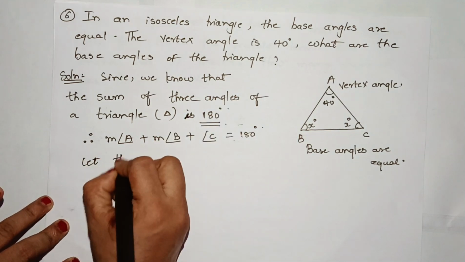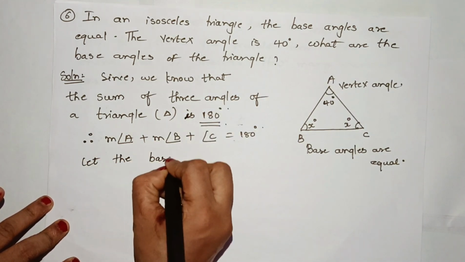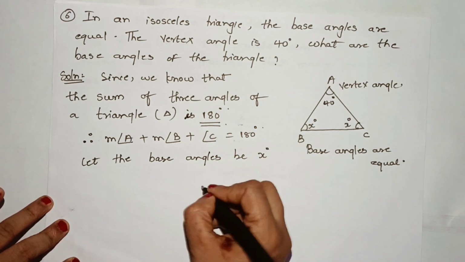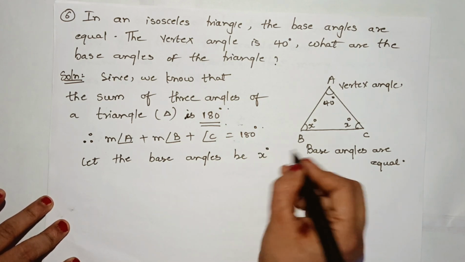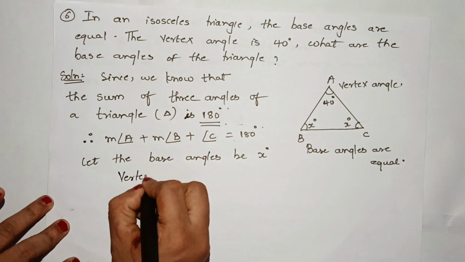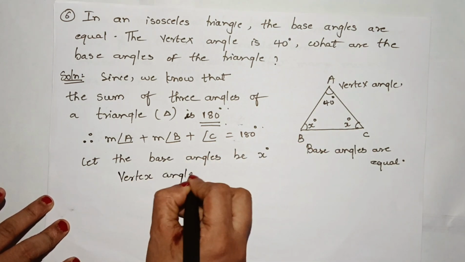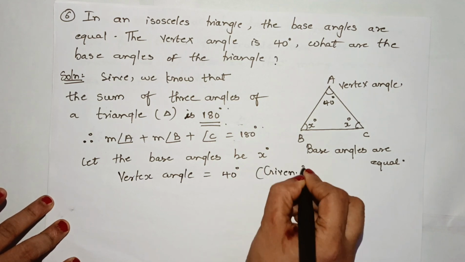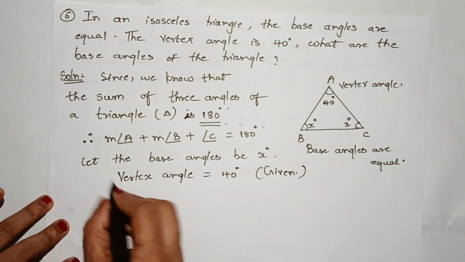So let the base angles be x degrees. So you have x degrees and x degrees, and the vertex angle, how much have they given? 40 degrees, which is given. Are you getting? Now, what did you get?